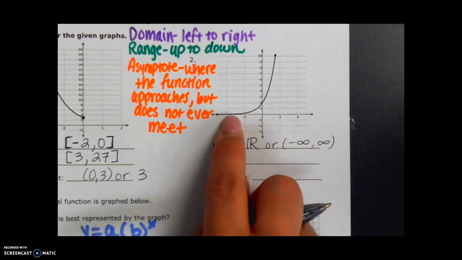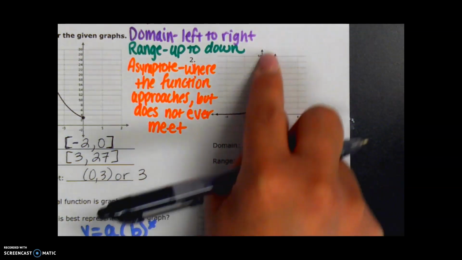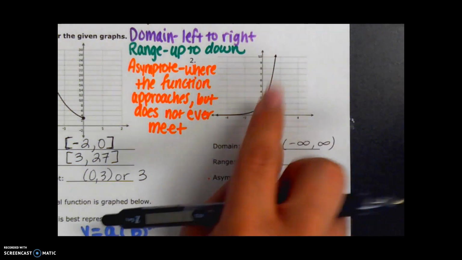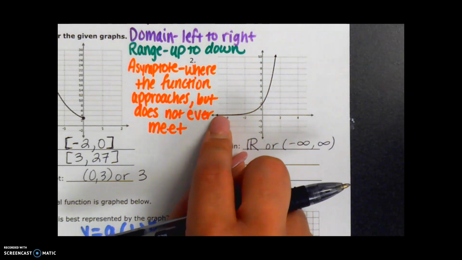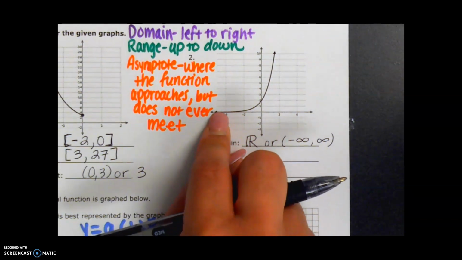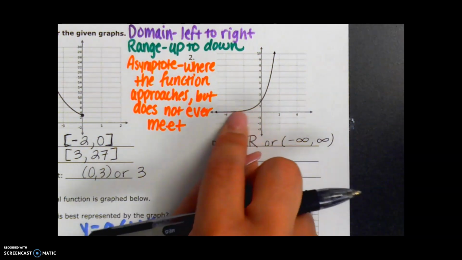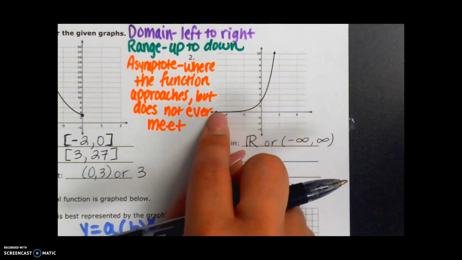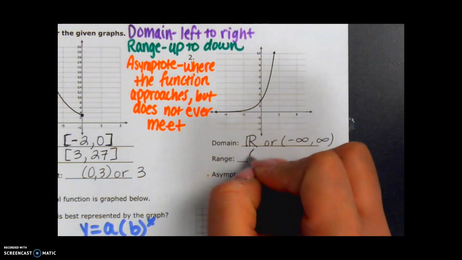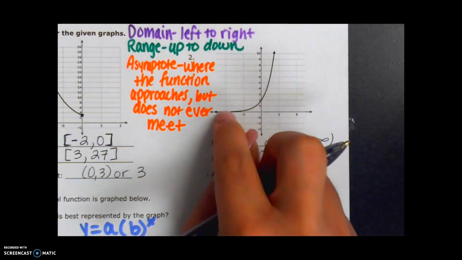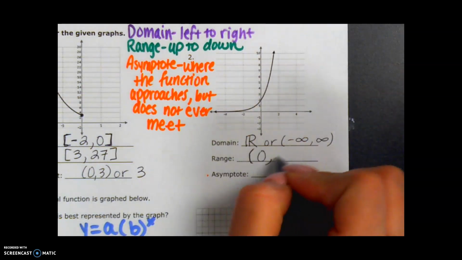Range, that means how far does it go up to down. So remember, it doesn't actually touch the 0. I know it looks very tempting to put 0 in there, but it's got an asymptote here. That means it's getting really, really close to 0, but it's not actually touching it. So my range has a parenthesis, 0, and then it goes up forever to infinity.